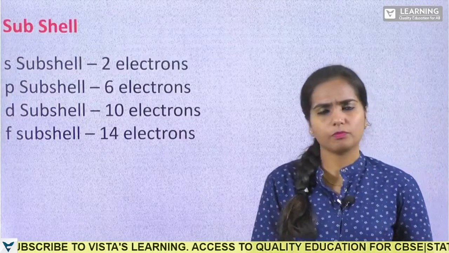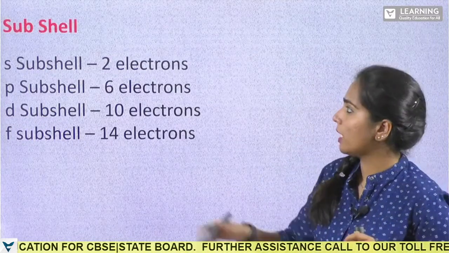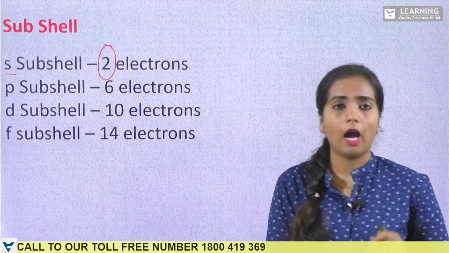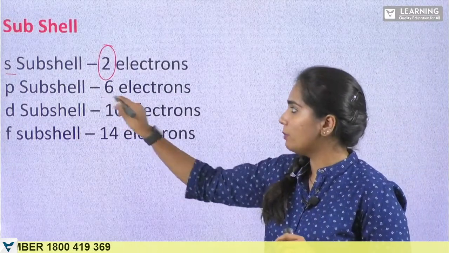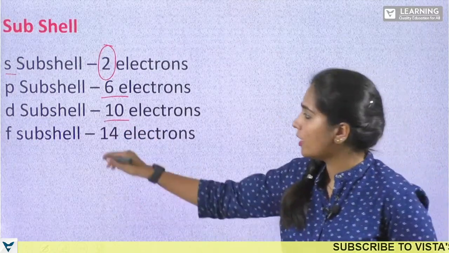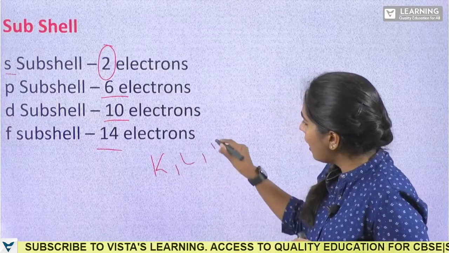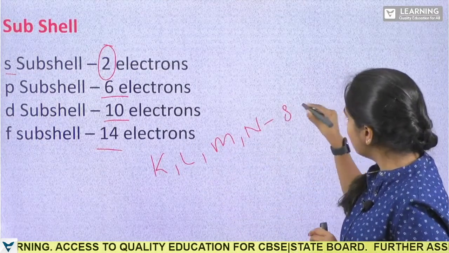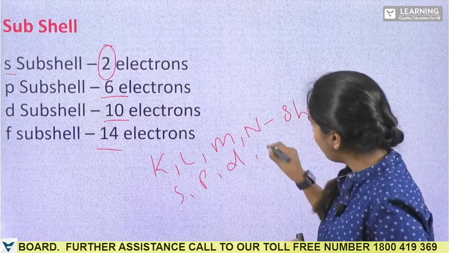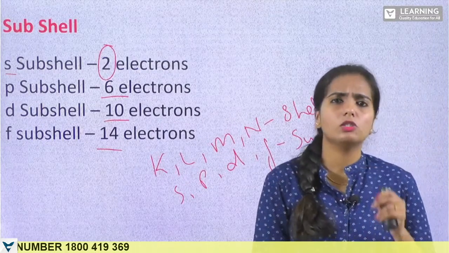Now, subshell. Next, the next division is called subshell. The s subshell will have 2 electrons. P will have 6 electrons. D will have 10 electrons, followed by F, which will have 14 electrons. So what you are supposed to remember: K, L, M and N are shells, and S, P, D and F are subshells. These are the things which you are supposed to remember.